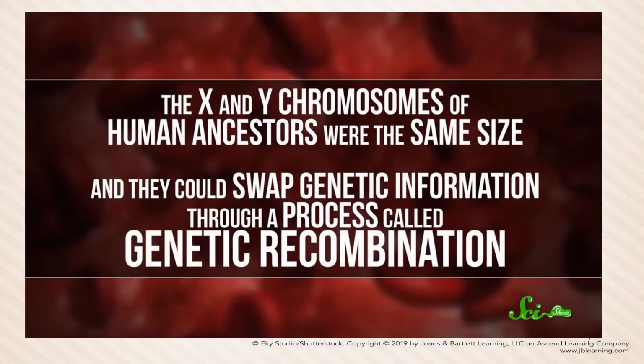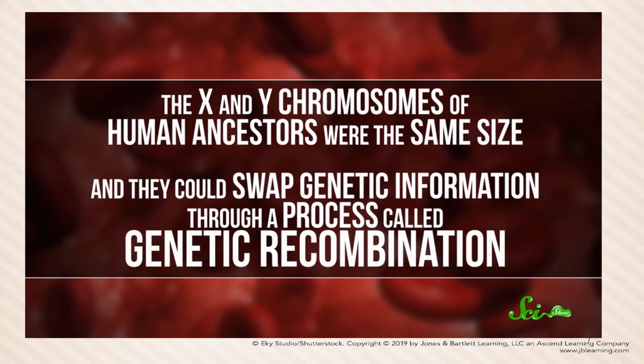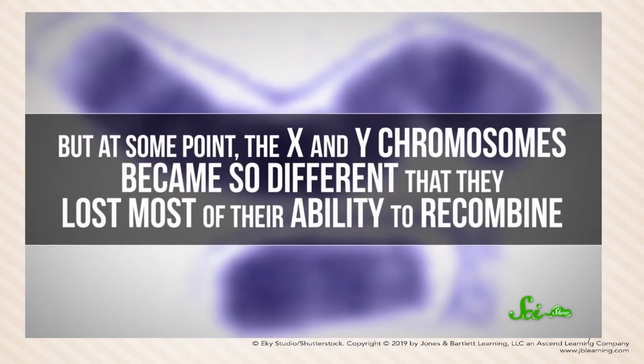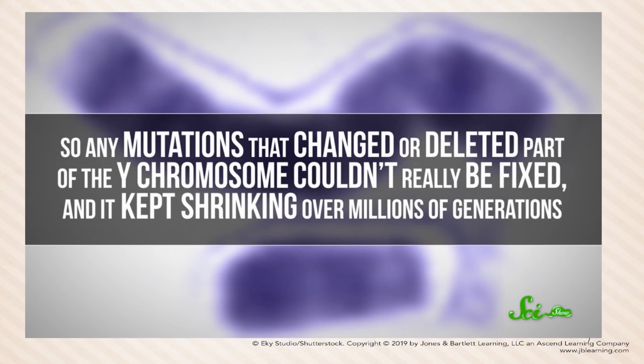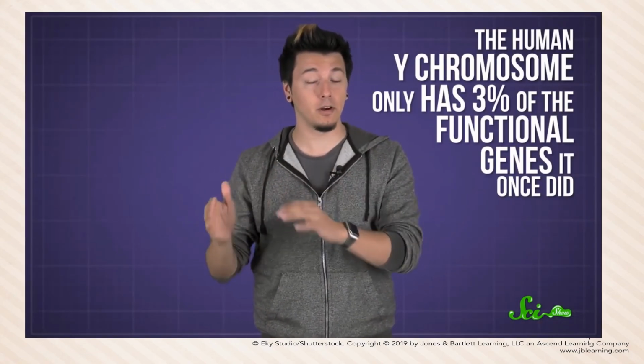Hundreds of millions of years ago, the X and Y chromosomes of our human ancestors were the same size, and they could swap genetic information with each other through a process called genetic recombination. Recombination helps us evolve over time and protects against potentially dangerous mutations in our genes. But at some point, the X and Y chromosomes became so different that they lost most of their ability to recombine. So any mutations that changed or deleted part of the Y chromosome couldn't really be fixed, and it kept shrinking over millions of generations. Today, in humans, the Y chromosome that men are carrying around with them has only 3% of the functional genes it once did. But fear not, Y-havers!